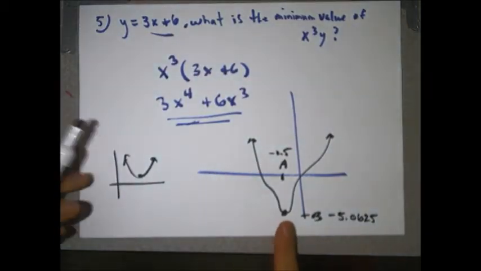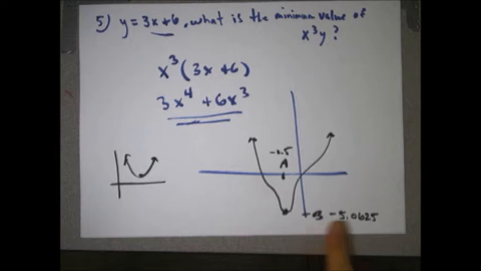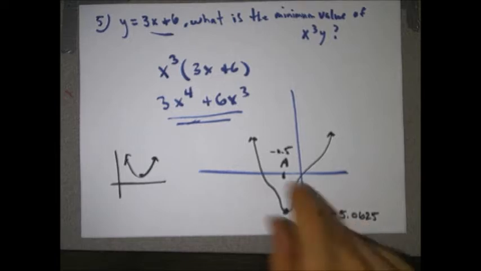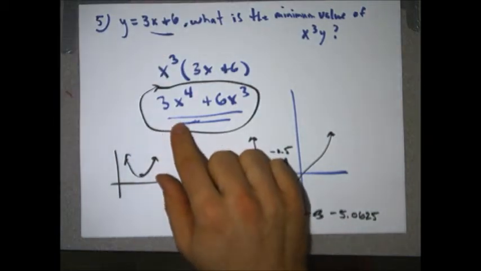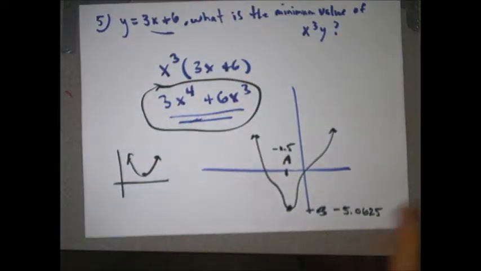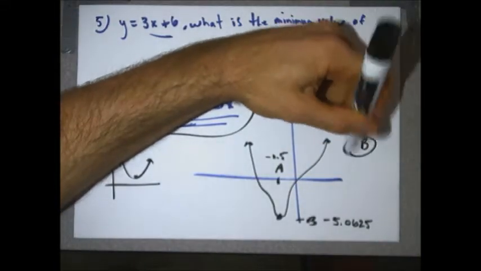comma, negative 5.0625. So most people that got this wrong put the negative 1.5. So unless it would specifically say what is the x value of the minimum, then by default you're looking for the y value. So in this problem you were looking for negative 5.0625, which is what we got whenever we graphed this right here. So negative 5.0625 is choice B.